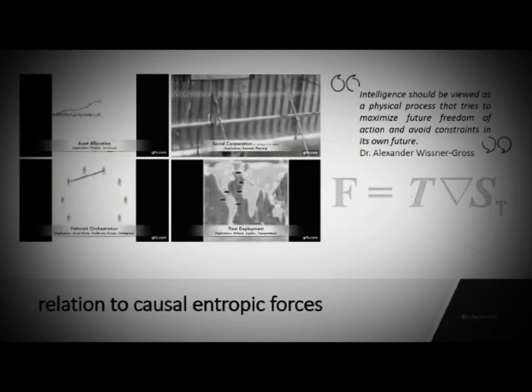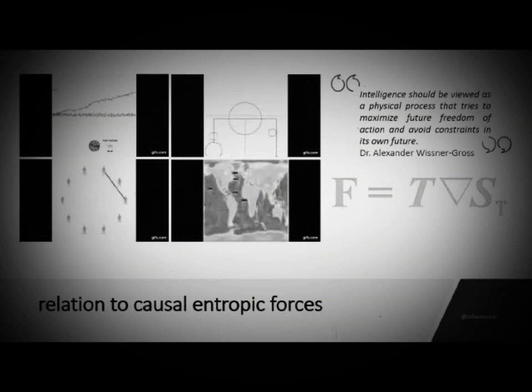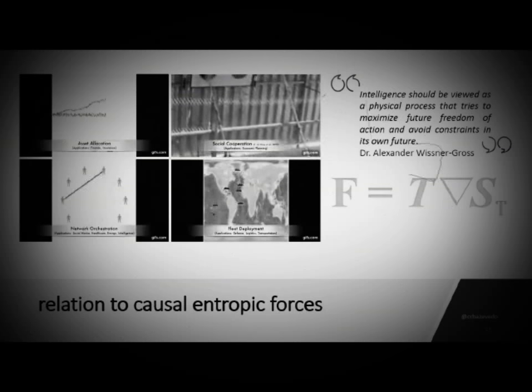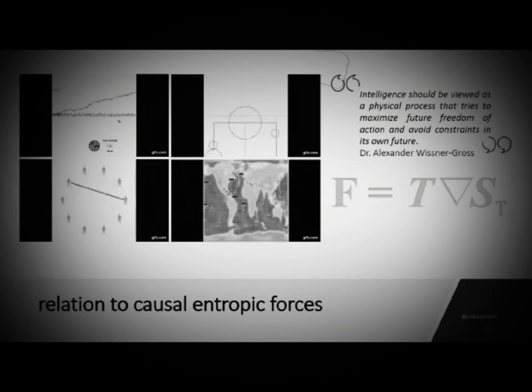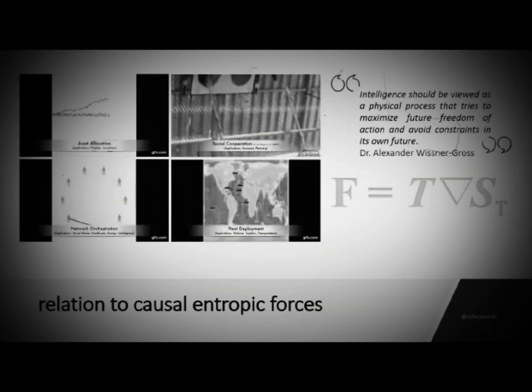Okay, and to finalize our discussion, I'd like to point out that the kind of strategies presented here today are very similar to the work of Wissner-Gross on causal entropic forces. In 2013 he proposed an equation for intelligence, and he viewed intelligence as a physical process that tries to maximize future freedom of action and avoid constraints in its own future.